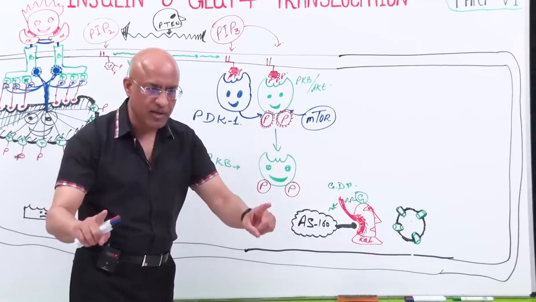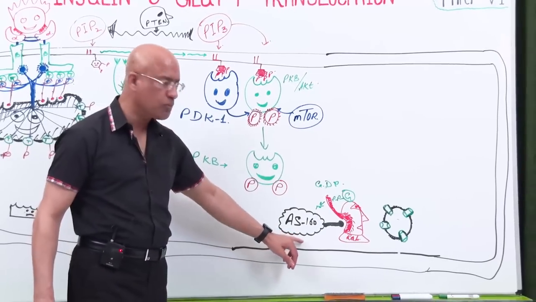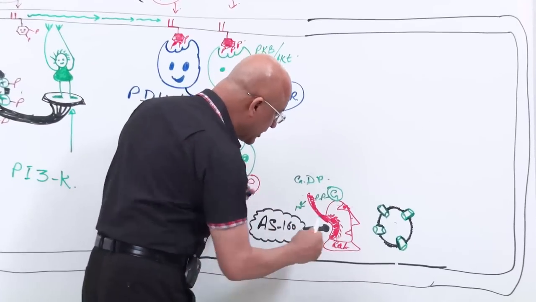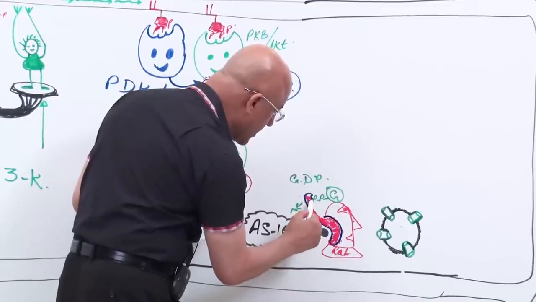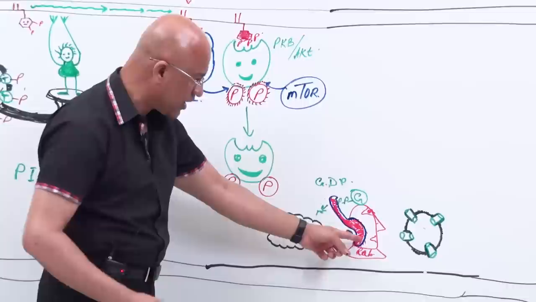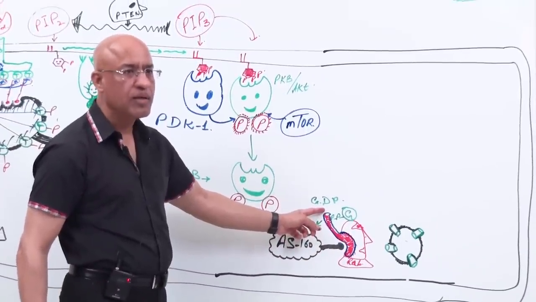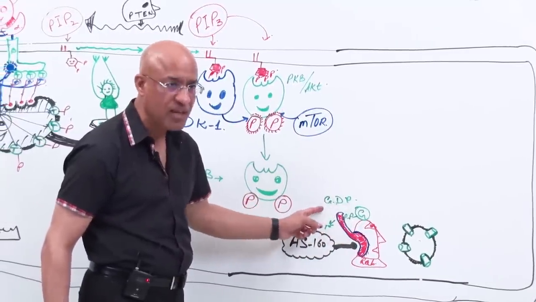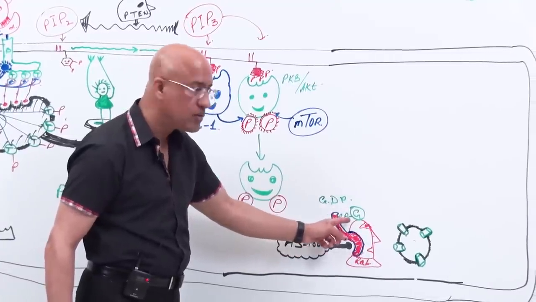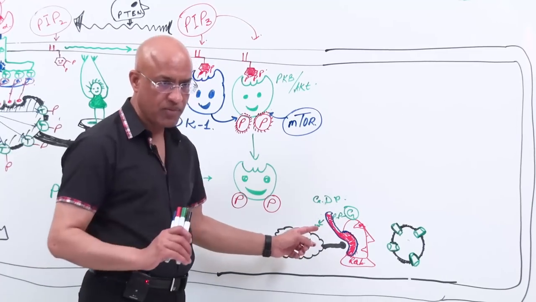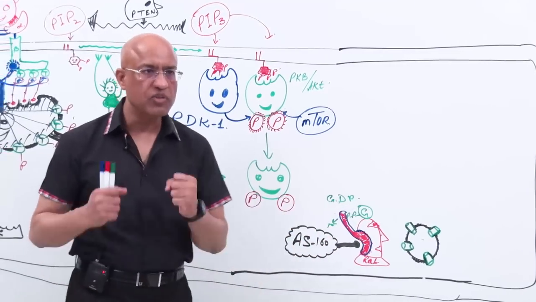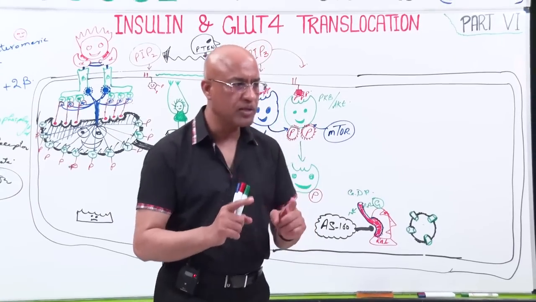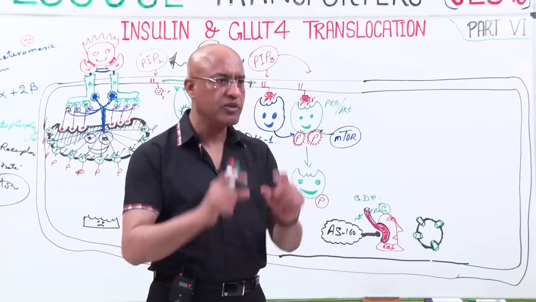When insulin is not there, the AS160 protein is active, and this protein can activate a special type of catalytic unit in the RAB protein. This catalytic unit has an activity called GTPase. Why do we call it GTPase? Because it can break down the GTP, remove one phosphate and convert the GTP into GDP. GTP has 3 phosphates, it's a high energy molecule. When one phosphate is removed and it converts into GDP, guanosine diphosphate, it's a low energy molecule.